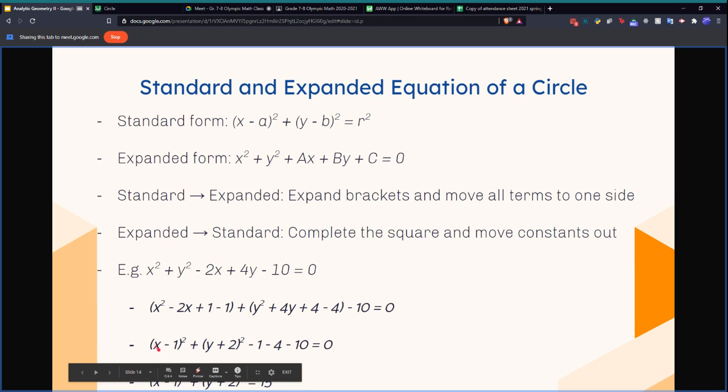Right? And so if we convert those to perfect squares now, we have in brackets x minus 1 squared plus, and in brackets, y plus 2 squared. And then we take the constant terms out. So we have minus 1, minus 4, minus 10. All that's equal to 0.